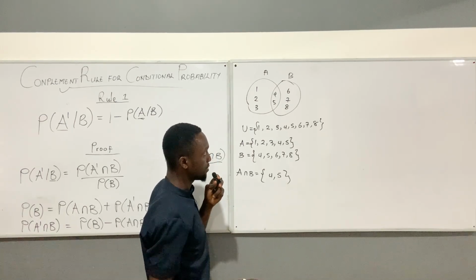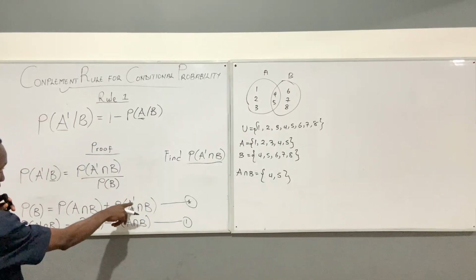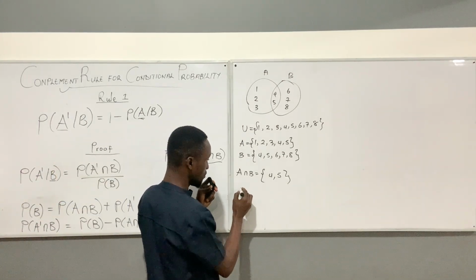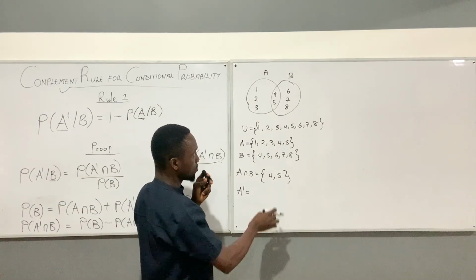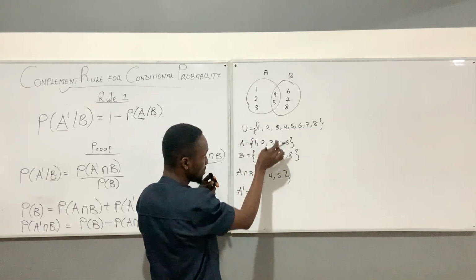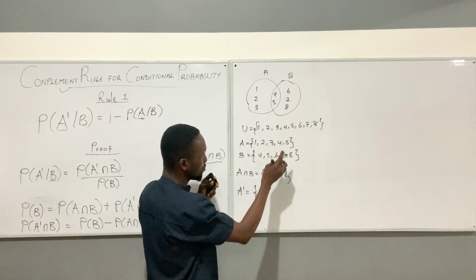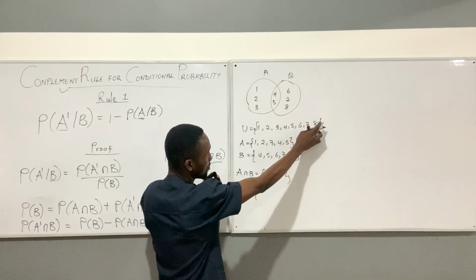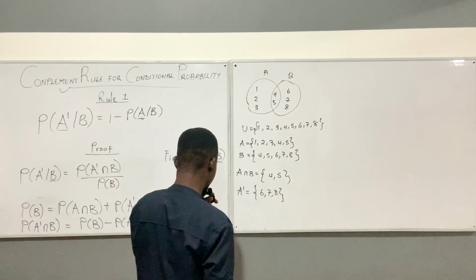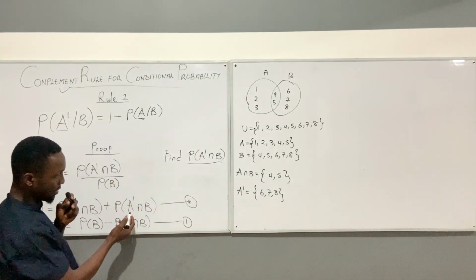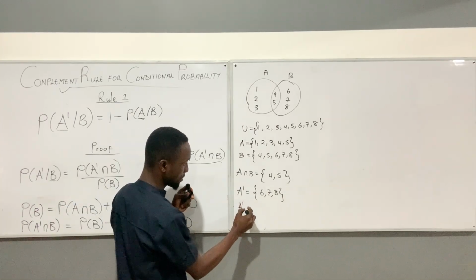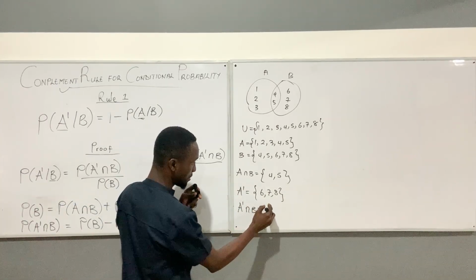If that is the case, look at this formula. We need A complement, so let's find A complement. A complement is going to give us the universal set minus the event A. So when we compare these two, A complement is going to give us 6, 7, and 8. Now watch. Let's find A complement intersection B.